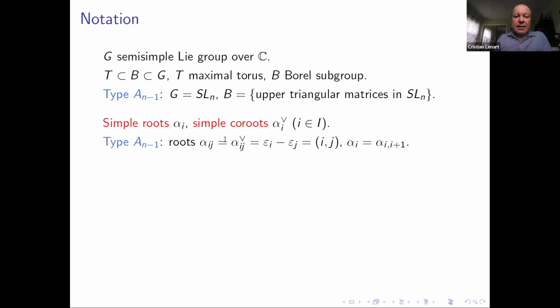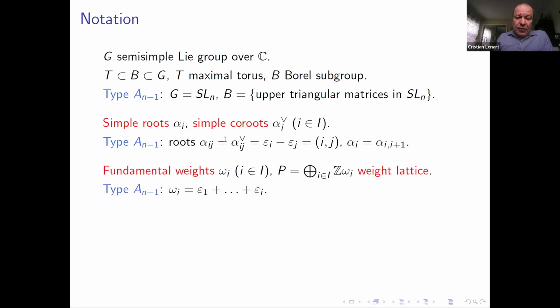In type A, the roots are differences of coordinate vectors, epsilon_i minus epsilon_j, and I will also denote them with pairs, just a pair (i,j). And then we have the simple roots. The fundamental weights will be denoted omega_i, and their Z-span forms the weight lattice. In type A, the omega_i are just the sum epsilon_1 plus through epsilon_i.